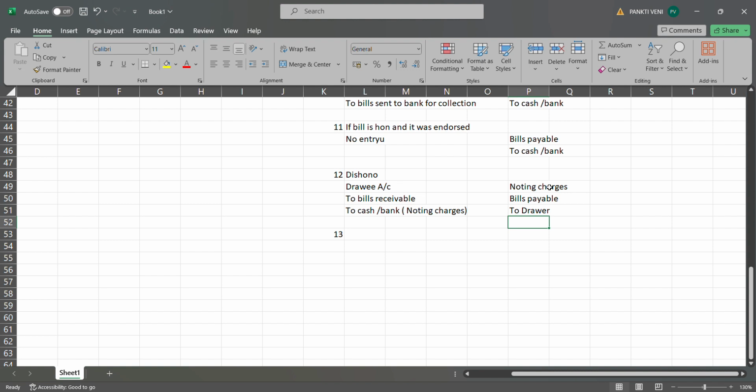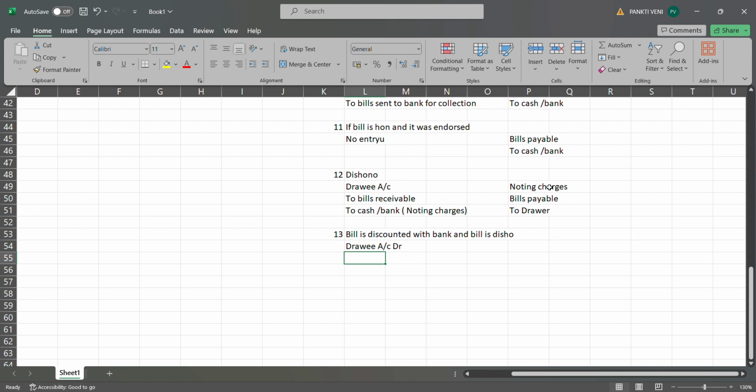Now let me go for the next. The next journal entry is when the bill is discounted with the bank and the bill is dishonored. In that case, what will be the journal entry? You are supposed to again collect it from the drawee, so drawee account will be debited.